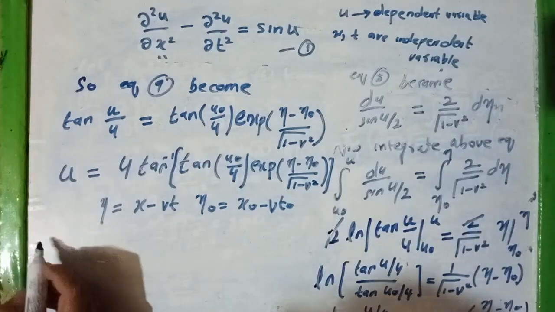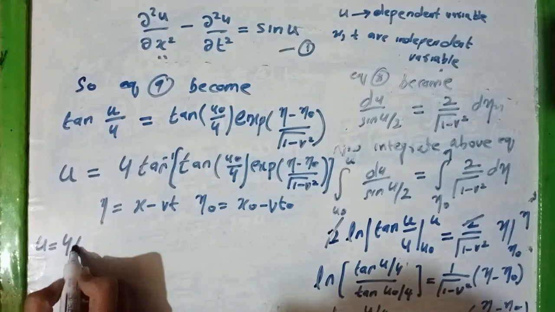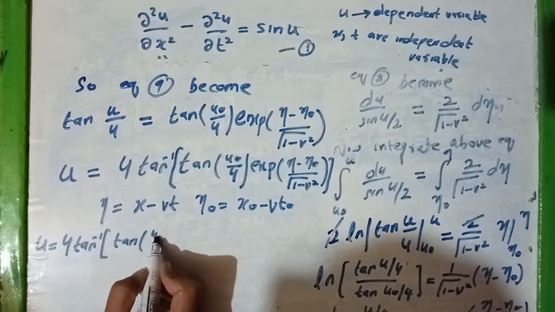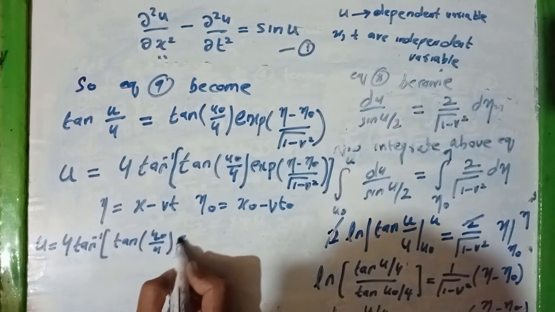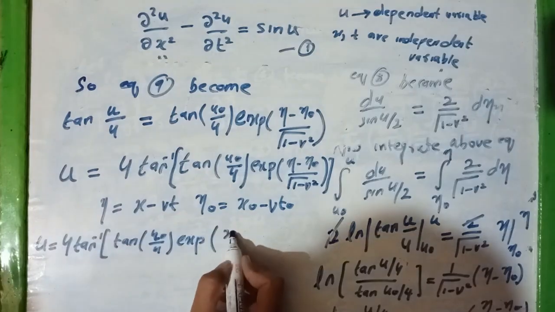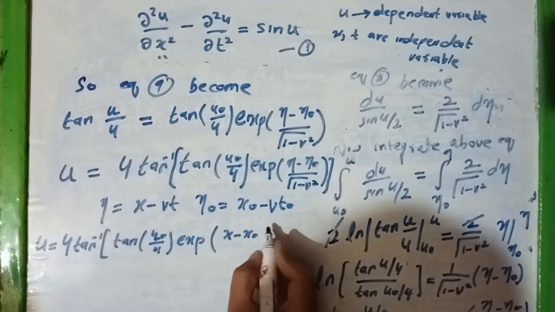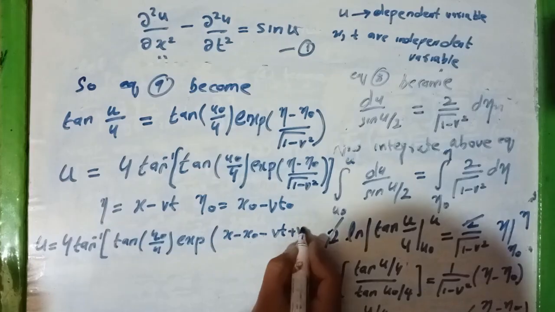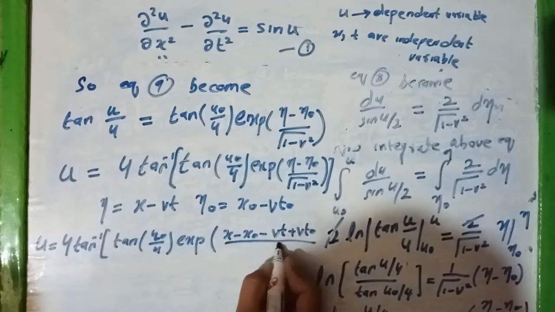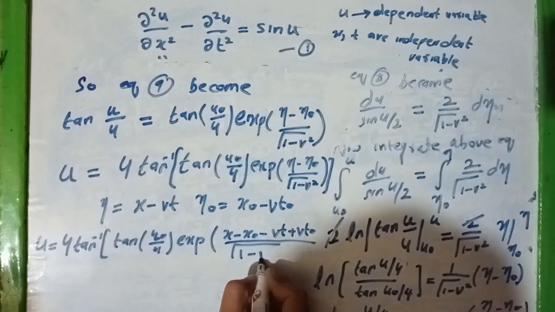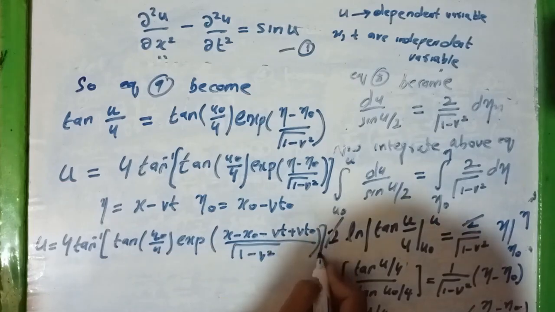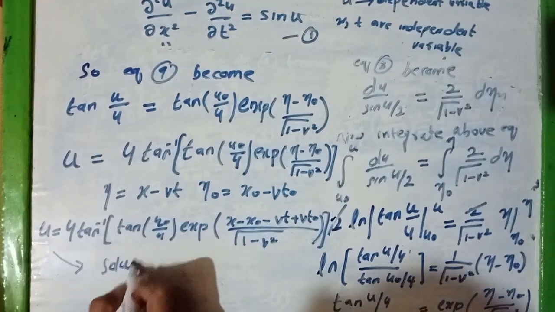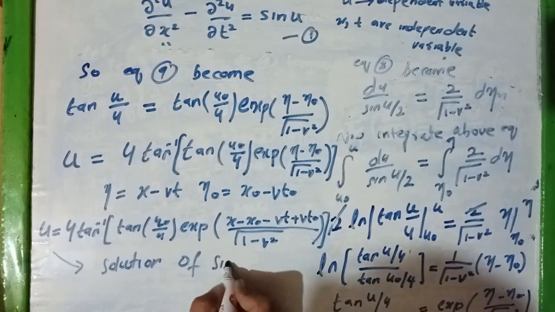So u is equal to 4 tan⁻¹ of tan(u₀/4) exp of (x − x₀ − vt + vt₀) over the square root of (1 − v²). So this is the required solution of the sine-Gordon equation.